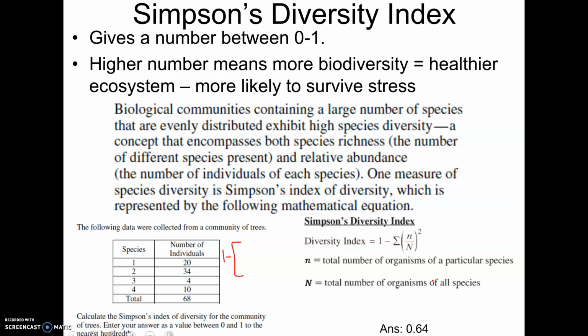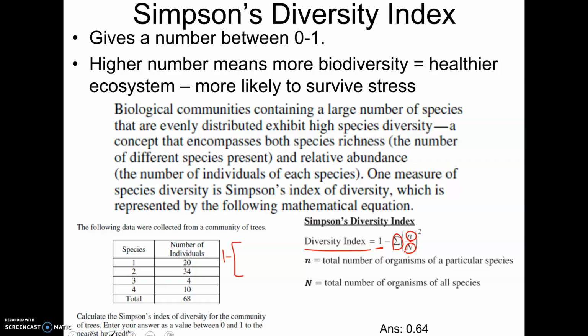All right, our last formula, and this is also on the formula sheet, is called Simpson's Diversity Index. Now, this is a measure of how healthy a community or an ecosystem is. The higher the number, the better. The idea is it's going to give you a number between 0 and 1. The closer to 1, the more likely that that ecosystem could survive traumatic events, things like that. So it's just a healthier ecosystem. So here's the formula over here. It's 1 minus the sum of the number of individuals of each species over the total number in the population, squared.